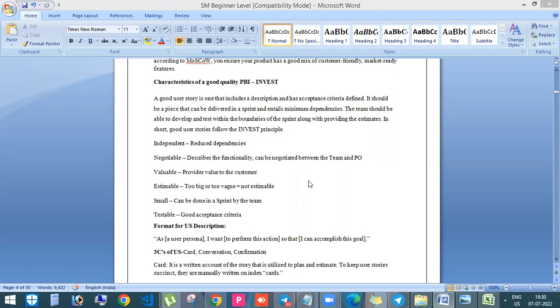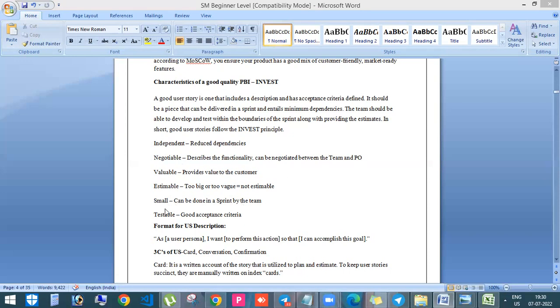Next is estimatable. It should be in a way that it can be estimated. If it is too big, it cannot be estimated, right? That's what they are mentioning. So it should be estimatable. As I told you, 5 story points is the maximum you can go. Beyond that, it's too big and we cannot estimate. We cannot go with 13 story points. That's what they're telling.